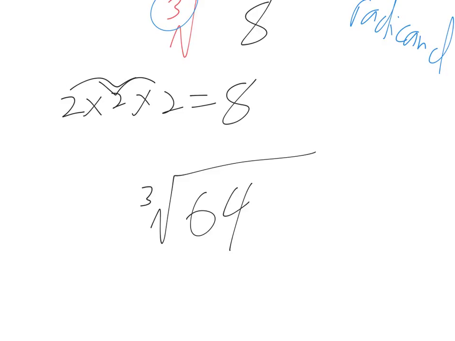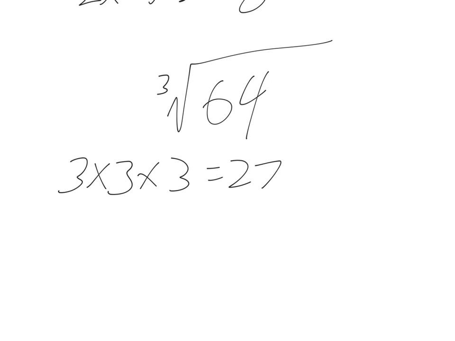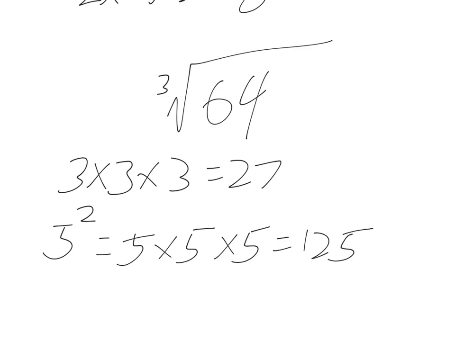This is just a matter of trial and error to figure it out. We know that 3 times 3 times 3 equals 27. Okay, so let's try 5 cubed. That would equal 5 times 5 is 25. 25 times 5 would be 125. So that's too much. So it's probably 4 then. So this is probably going to equal 4 cubed.